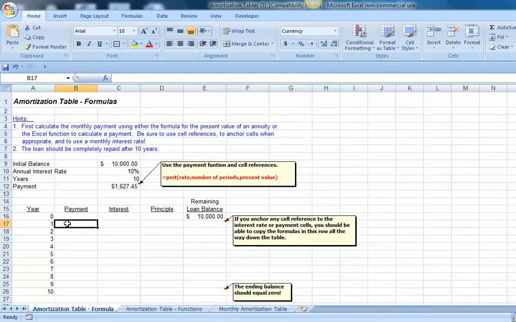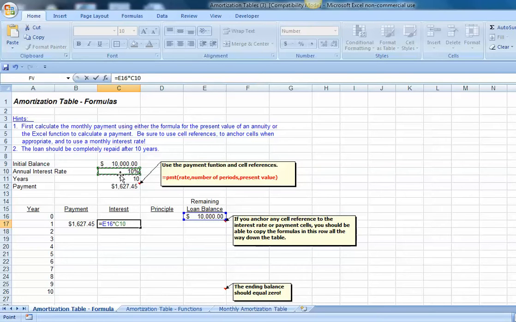So we've calculated our payment. We're always going to want to have the same payment. So when we link to cell C12, let's be sure we anchor it with dollar signs in front of both the C and the 12. The interest we pay in the first period or year is going to be equal to our current loan balance of $10,000 times our 10% interest rate. We're always going to want to be coming back to that same interest rate cell, so let's anchor that with dollar signs.